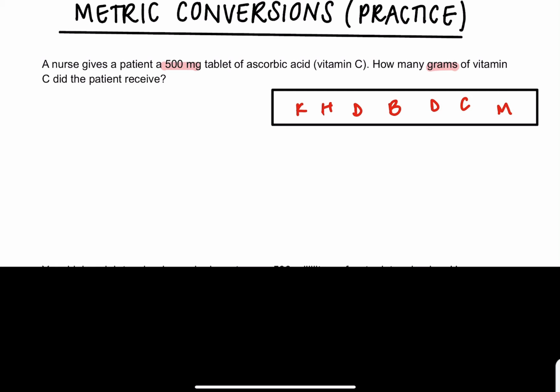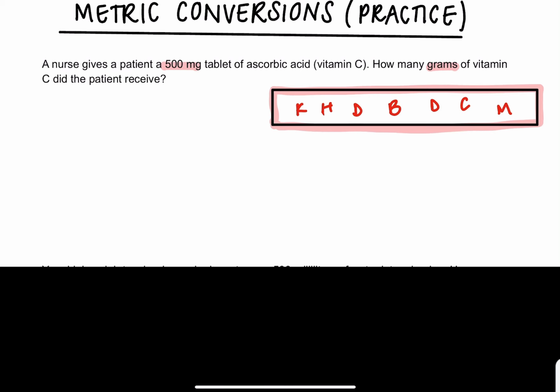So if you recall, all you have to do is write down your little key, which I have right here, and remember the order KHD, BDCM, and you can use whatever mnemonic you need to memorize that. But I use King Henry died by drinking chocolate milk. That's just what works for me. But like I said, you can use any mnemonic that helps you memorize this.